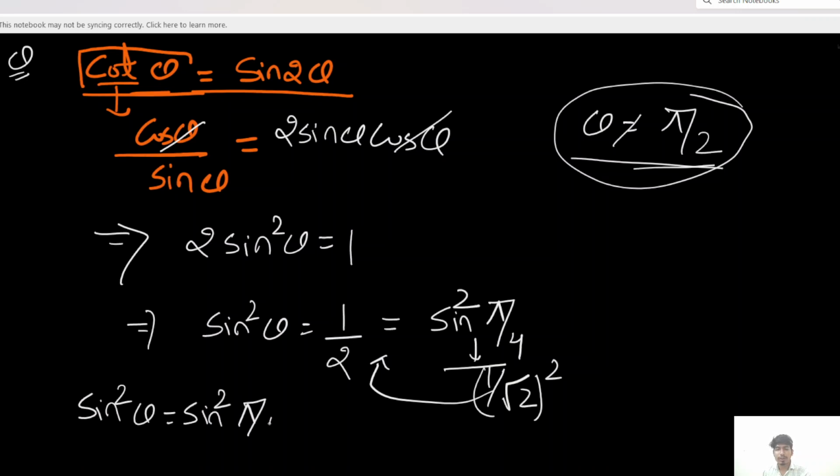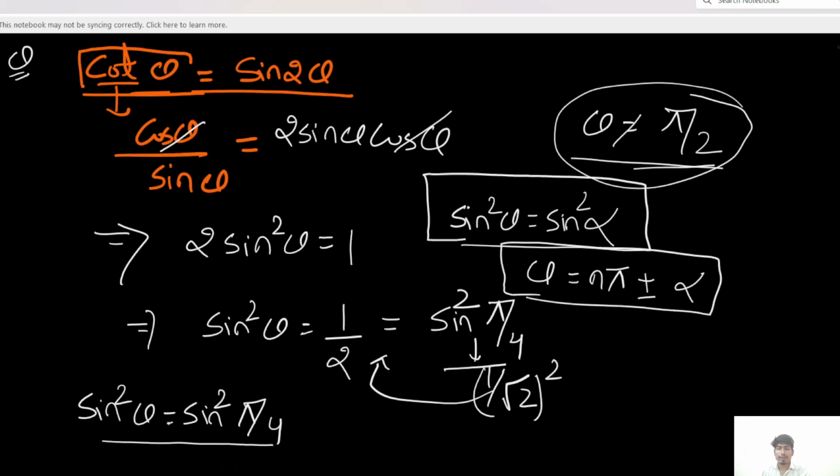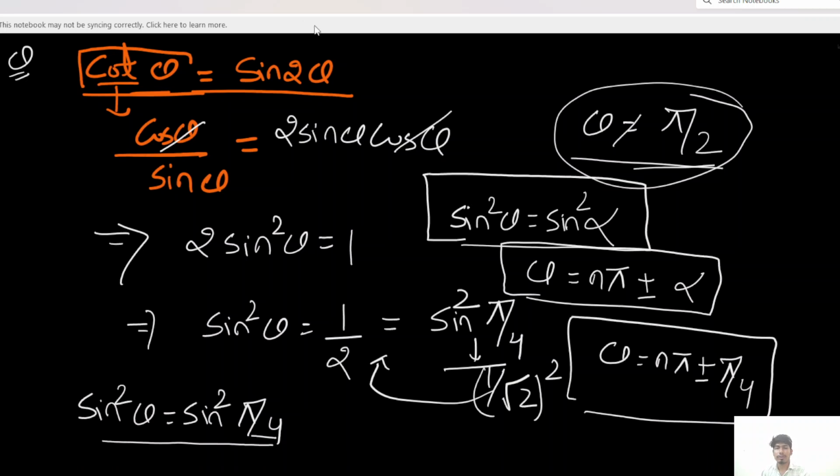Then what do we know? We know if sine square theta is equal to sine square alpha, then theta is n pi plus minus alpha. Here alpha is pi upon 4, so theta becomes n pi plus minus pi upon 4. This is the solution of this equation.